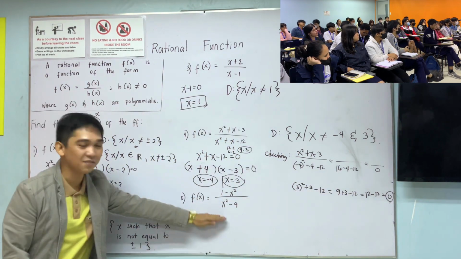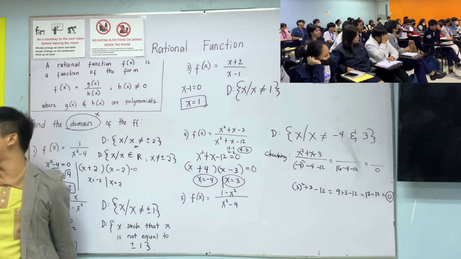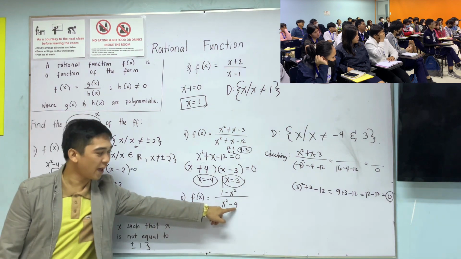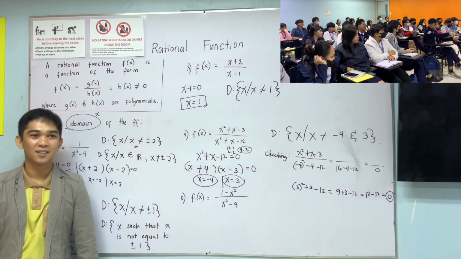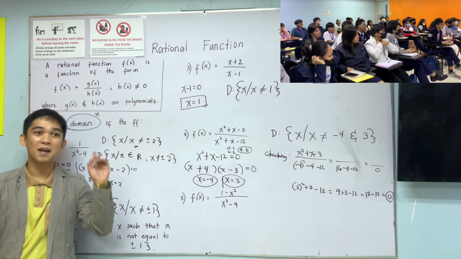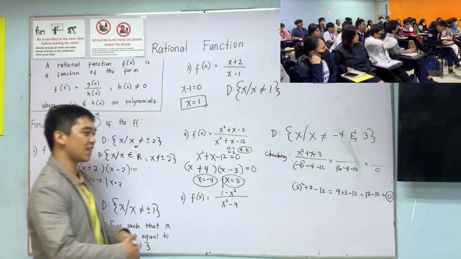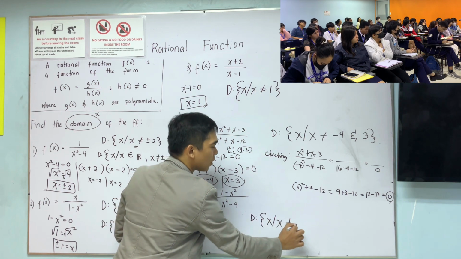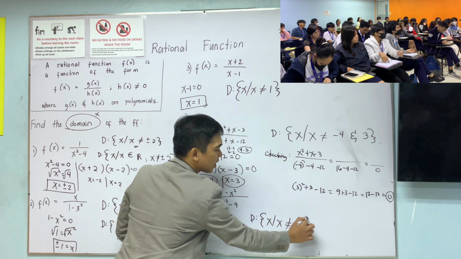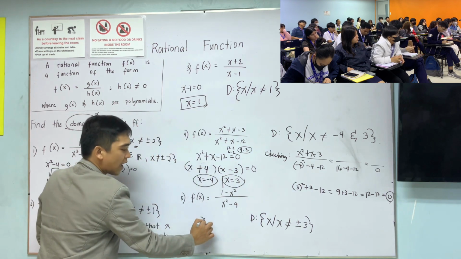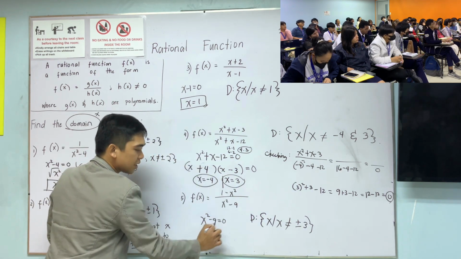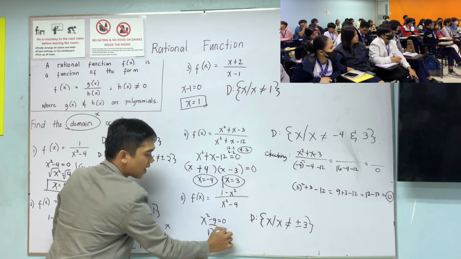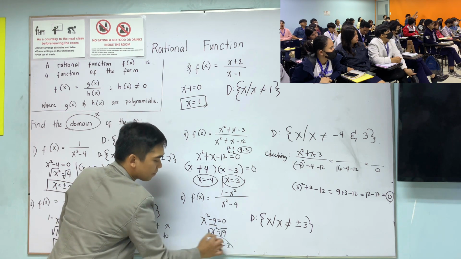Can you do number 5? O, mental. Anong bawal? Perfect? Perfect? So, napakabilis. Positive and negative 3. So, the domain is x such that x is not equal to positive, negative 3. Paano nakuha? X squared minus 9 is equal to 0. X squared is equal to 9. X is equal to, extract the square root, positive, negative 3.